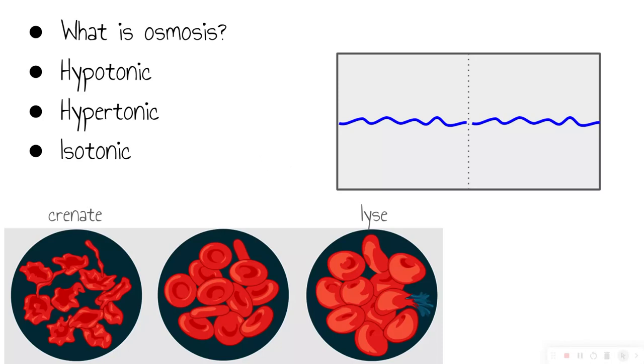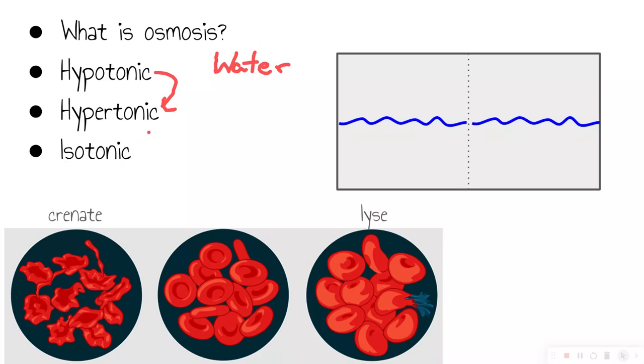Alright guys, in this video we're going to talk about osmosis. So what is osmosis? Osmosis is the movement of water through a semipermeable membrane from a hypotonic to a hypertonic solution until the solutions are isotonic.